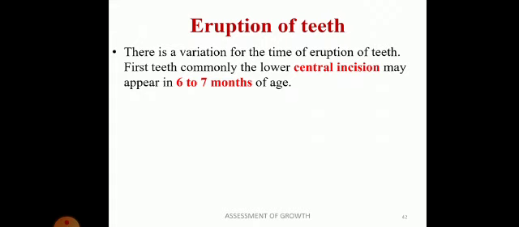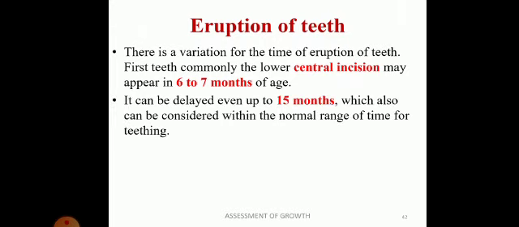So it is not always that teeth must appear at the age of 6 to 7 months. It may take up to 15 months also. That will be also considered normal. So the range is 6 months to 15 months. Okay, so even if your baby is not getting teeth eruption at the age of 1 year, or 13 months, 14 months, 15 months, it is fine. Okay, it will come. Clear?